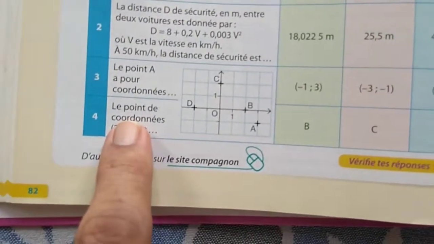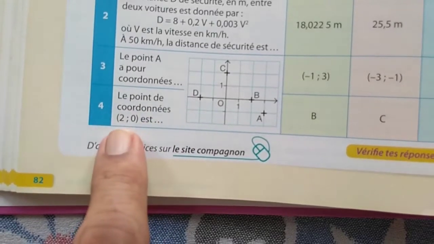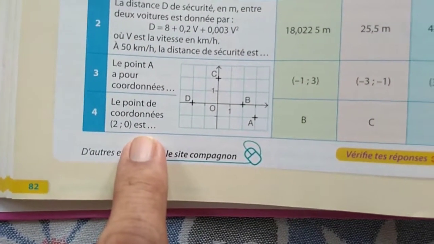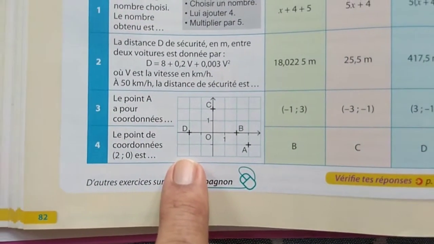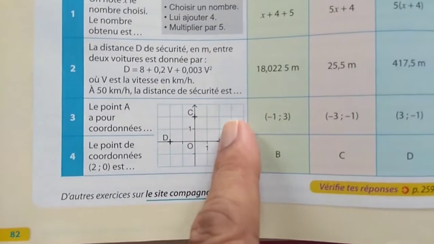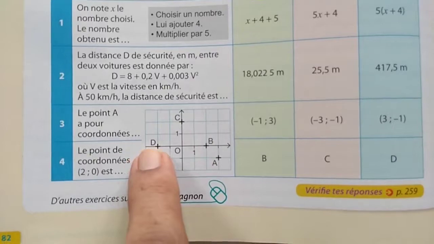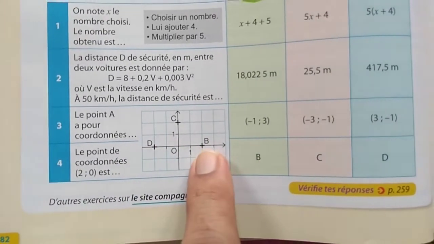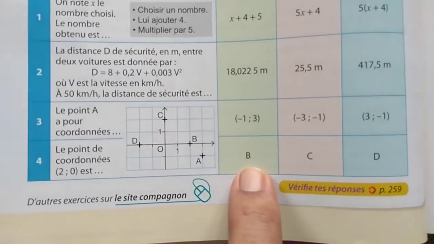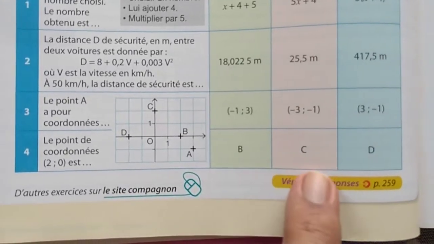Similarly, le point de coordonnées 2, 0. So what is at 2, 0? So 2 is this line, and 0 for y is this line. So we come to point B. B is the correct answer.